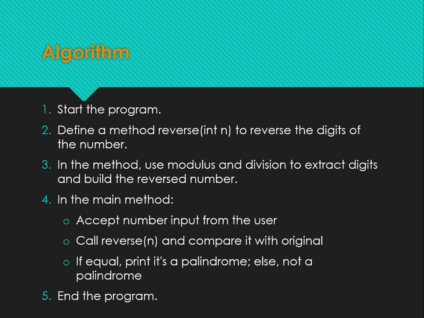Here is the step-by-step algorithm to solve this problem. First, we start the program. We define a function called reverse that accepts an integer and returns its reversed form. Inside the function, we extract digits one by one using modulus and rebuild the number in reverse order. In the main method, we read the number from the user, call the reverse function, and compare the result. If the original and reversed numbers match, we display that it is a palindrome. Otherwise, it is not. Finally, we end the program.